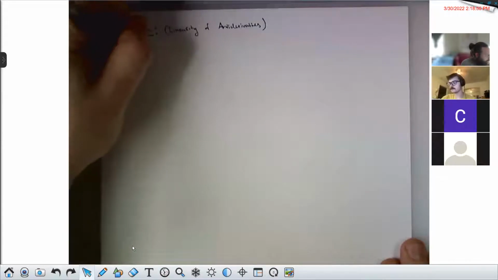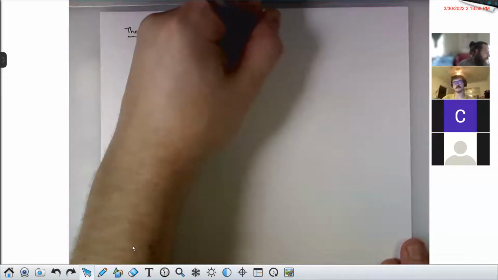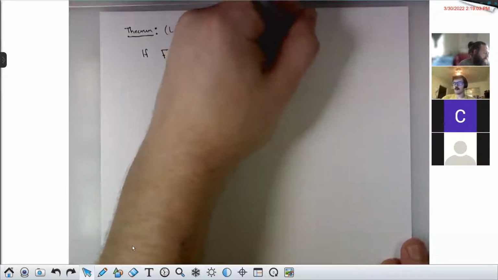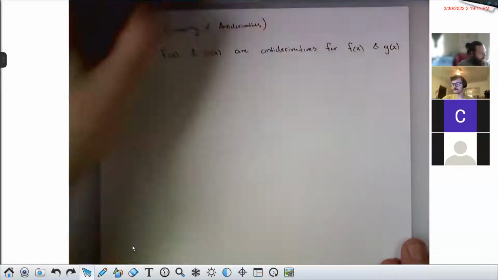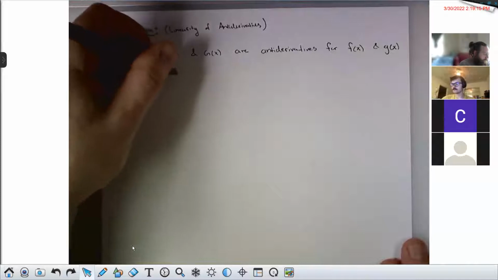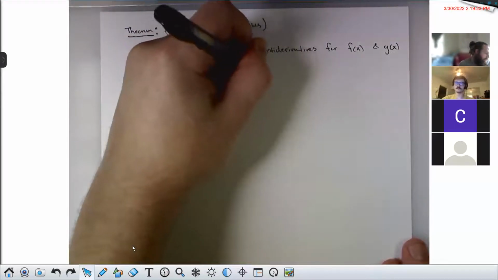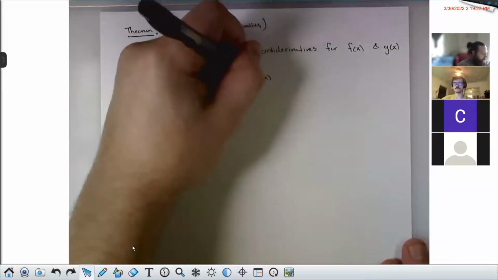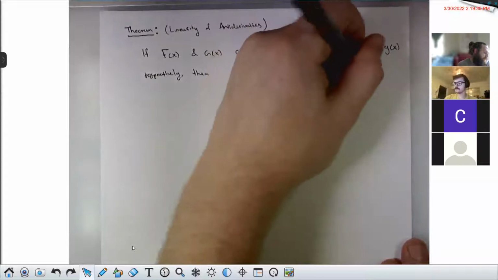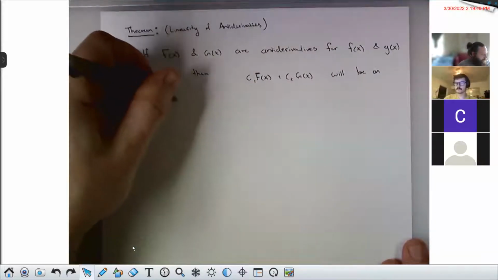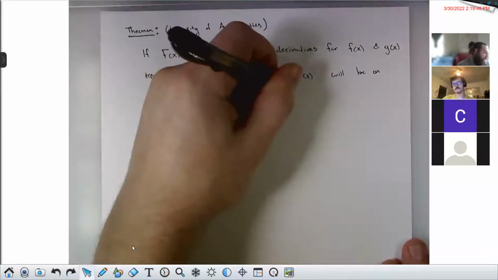So one way to say this is: if big F and big G are antiderivatives for little f and little g, respectively, then some constant C1 times big F of x plus some constant C2 times big G of x will be an antiderivative for C1 little f plus C2 little g.